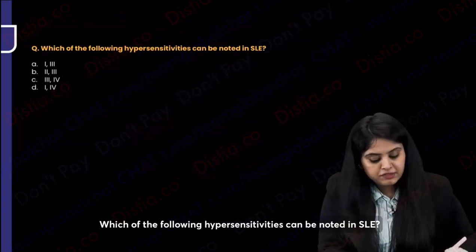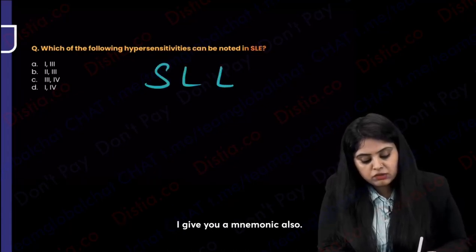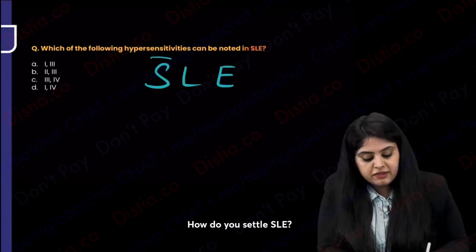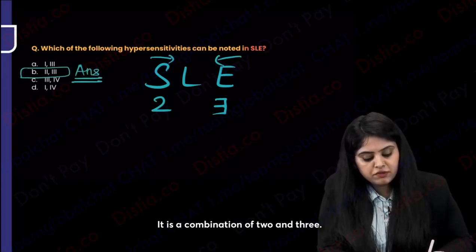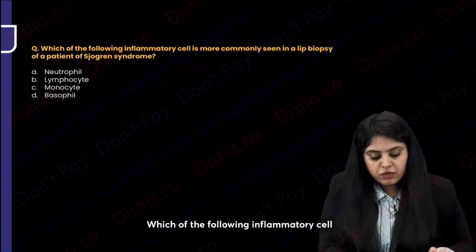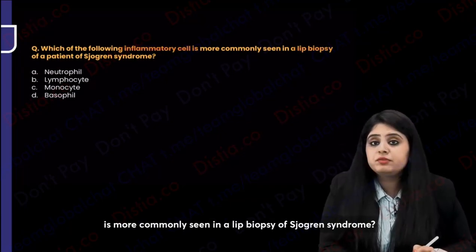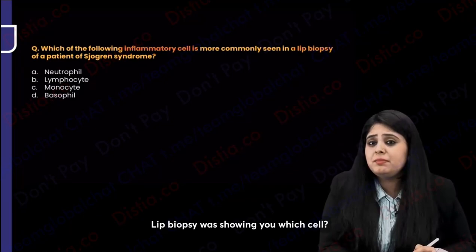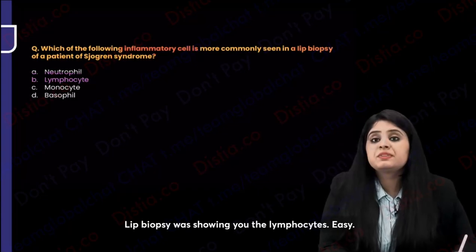Which of the following hypersensitivities can be noted in SLE? Can you recall for me? I gave you a mnemonic also. How do you settle SLE? Flip the S and flip the E. So you're going to get 2 and 3. So what is your answer? It is a combination of 2 and 3. Next PYQ. Which of the following inflammatory cells is more commonly seen in a lip biopsy of Sjogren syndrome? Lip, L mein L. Lip biopsy was showing you the lymphocytes.